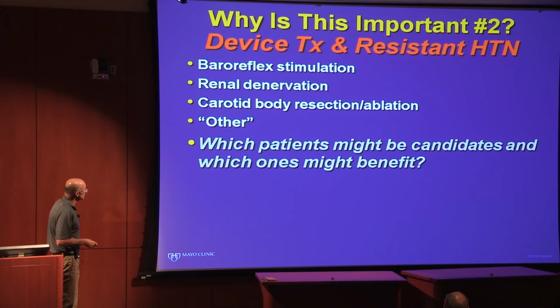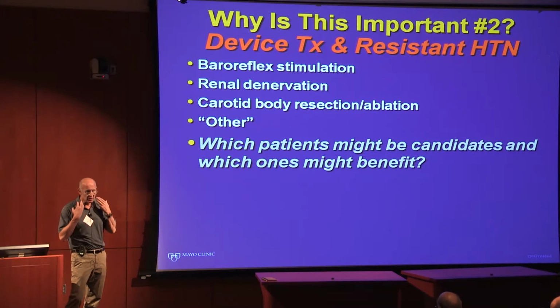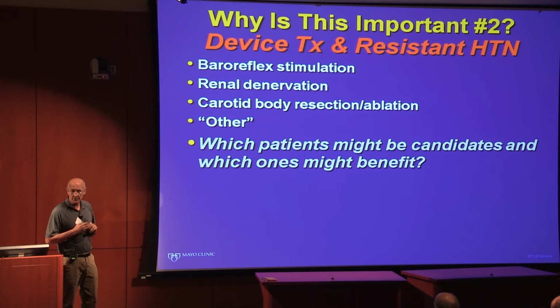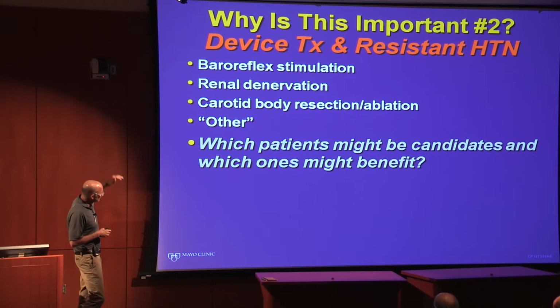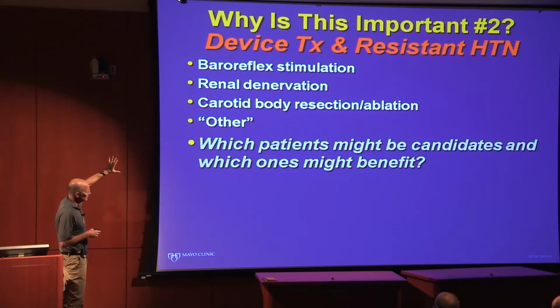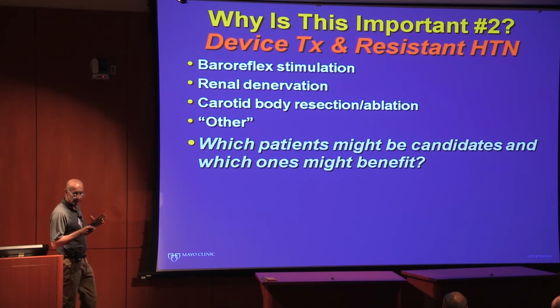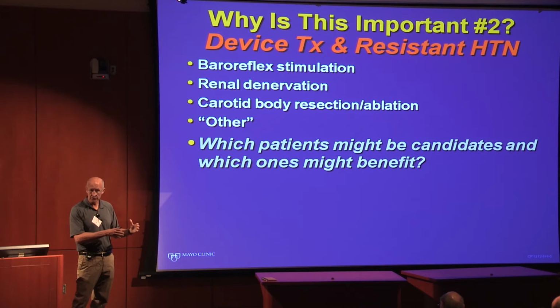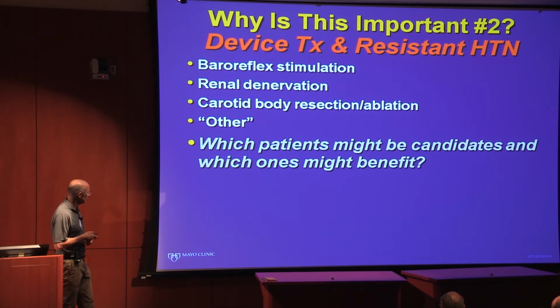Now, why is this important? Number two, because device therapy and resistant hypertension is undergoing a renaissance here. We saw somebody yesterday, I think Dr. Zipes showed the old slides of carotid sinus stimulation from the late 60s. Things like baroreflex stimulation, renal denervation, which was tried surgically in the 40s and 30s, carotid body resection or ablation, which also has a long and interesting history, and other things are occurring to try to treat resistant hypertension. And one of the main questions that's emerged from the positive smaller trials and the failed larger trials is which patients might be candidates and which ones might benefit from these interventions.